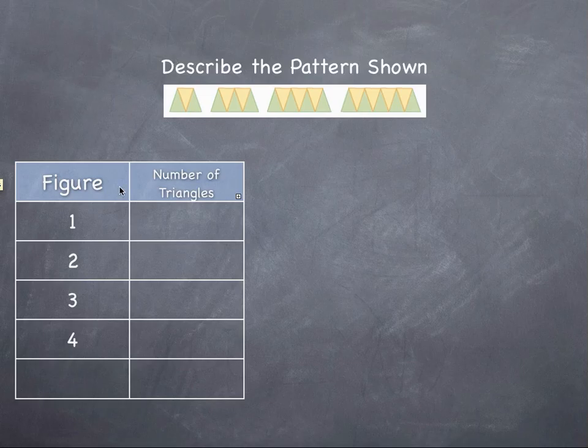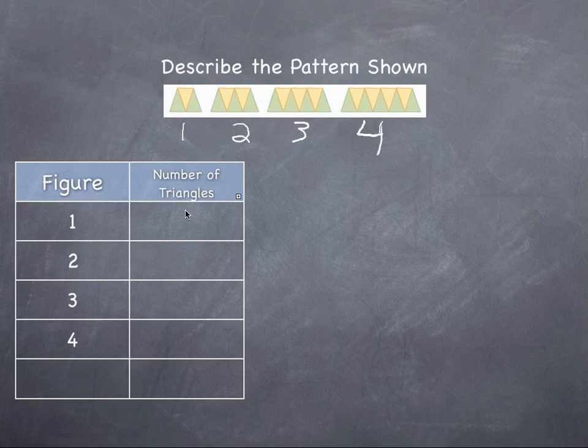So once again, let's take a look. Figure 1 is right here. Let's just remind ourselves, there's figure 1, figure 2, figure 3, and figure 4. If we're going to describe this pattern, there's a couple things we can do. First, we can look at the figure number, and what can help us sometimes is to set up a chart. I've got a chart here, and the two things we have are the figure number, figure 1, figure 2, figure 3, and figure 4, which matches up with the figures here.